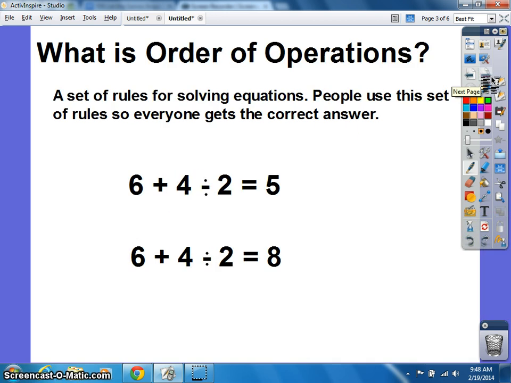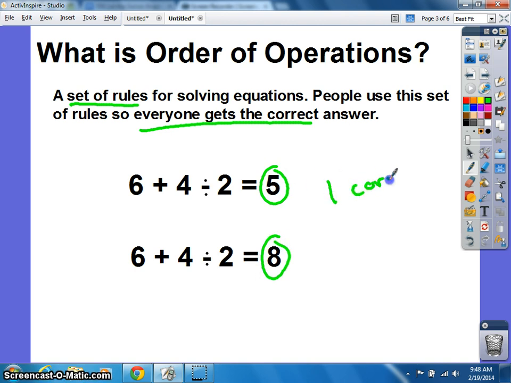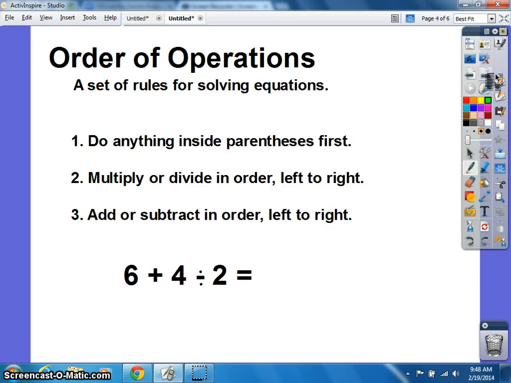All right, what is order of operations? Well, it's basically a set of rules for solving equations. People use this set of rules so everyone gets the correct answer. We don't want to get an answer of 5 and an answer of 8. There is one correct answer here, not two. So we're going to work on solving this problem using order of operations. Let's talk about those rules.